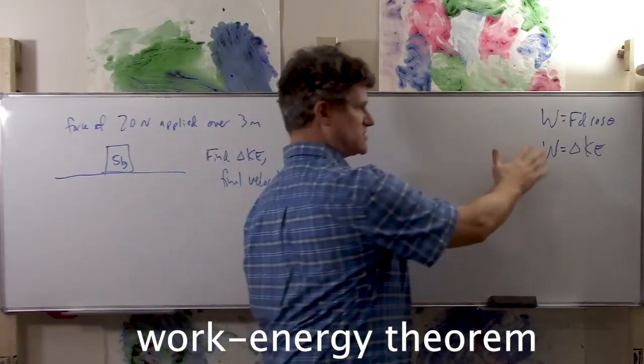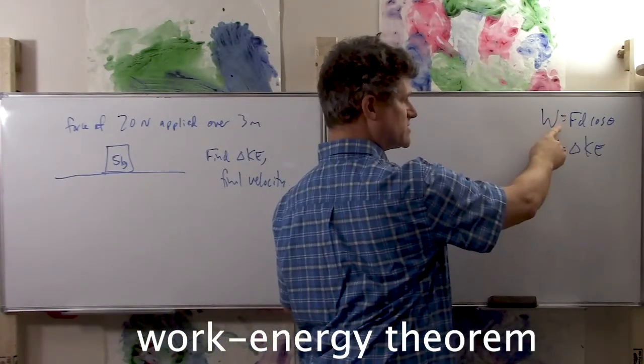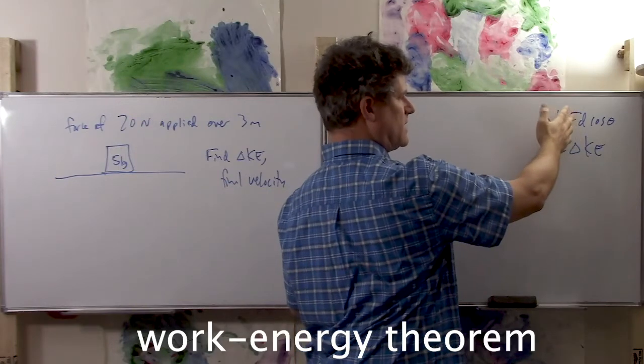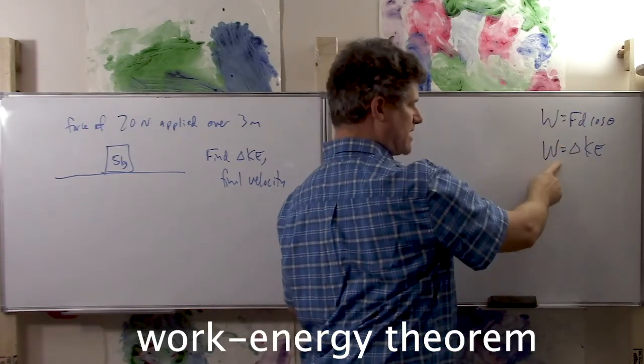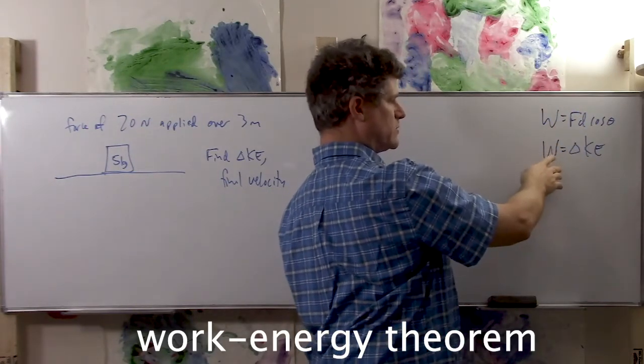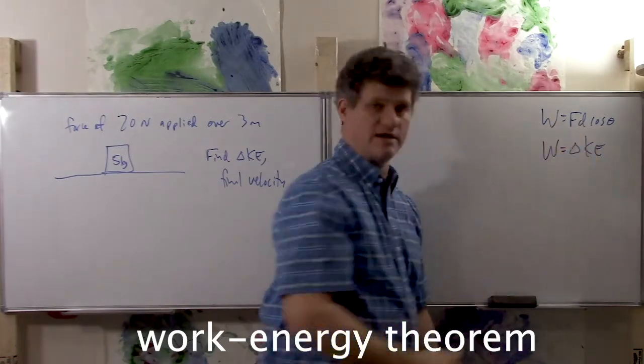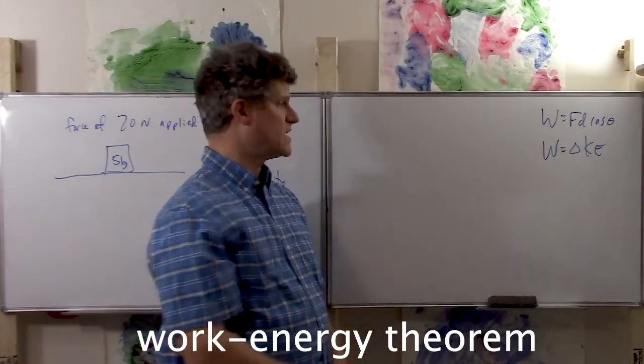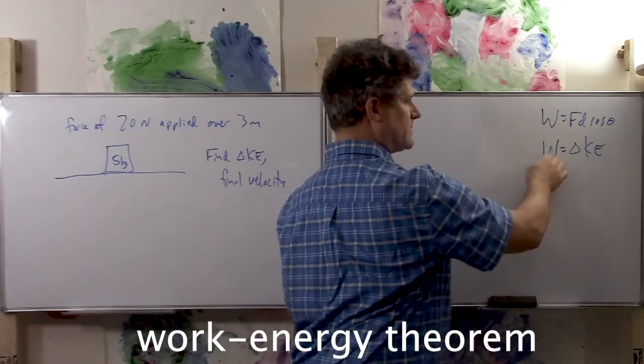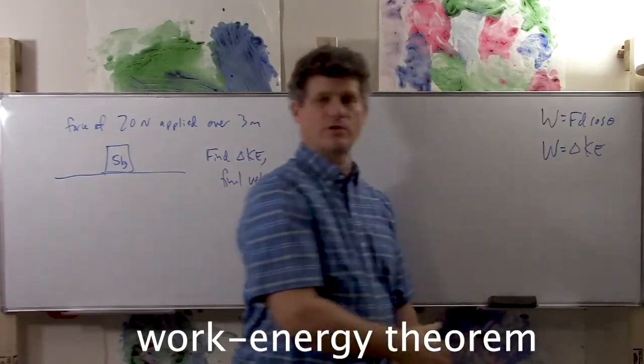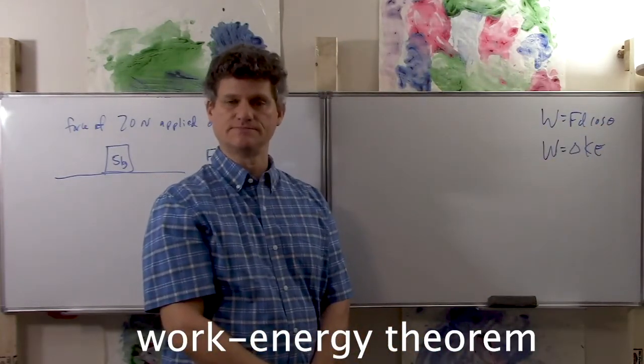So here are our equations. To clarify, the top one is a definition of work. Work is Fd cosine of theta. The bottom one is not a definition of work, but rather a relationship between work and energy. That is, it's the work-energy theorem. So the top one is the definition of work, but the bottom one tells you what work does, which is that work changes kinetic energy.